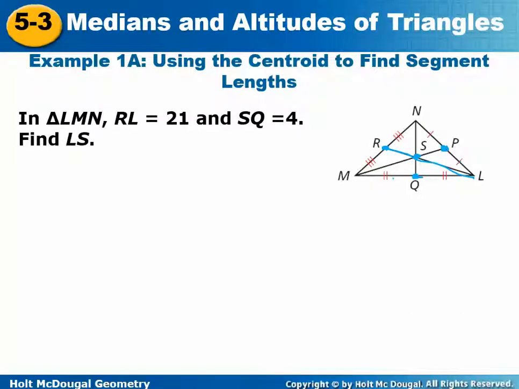Well, if the whole thing is 21, what do they want us to find? LS. If this is 21, then this must be 7, 7, and 7, because 7 times 3 is 21. Or you can go 2/3 times 21. I know the answer is going to be 14. So 3 goes into 21 7 times, and 7 times 2 is 14. So LS is going to be 14. Now why did they tell us that SQ is 4? That had no bearing on this problem. It might be used for another problem, but it had nothing to do with RL or LS.